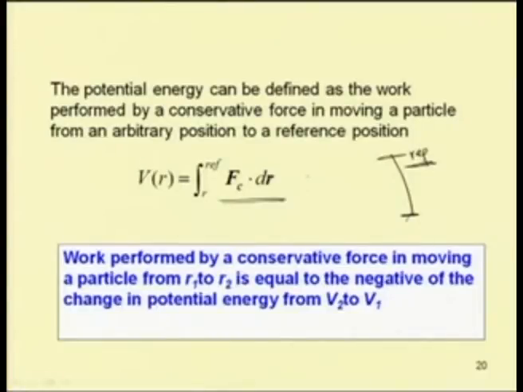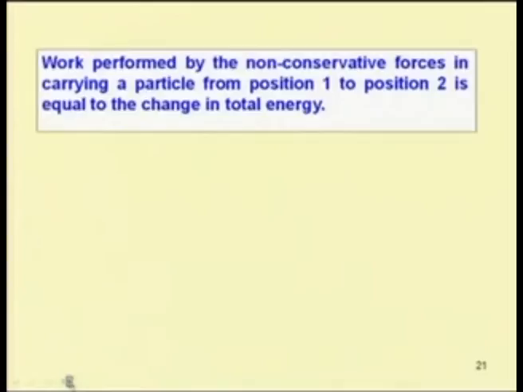Work performed by a conservative force in moving a particle from R1 to R2 is equal to the negative of the change in potential energy from V2 to V1. One can note this. From this expression it can be found that the work performed by a conservative force in moving a particle from R1 to R2 will be equal to the negative of the change in potential energy from V2 to V1.